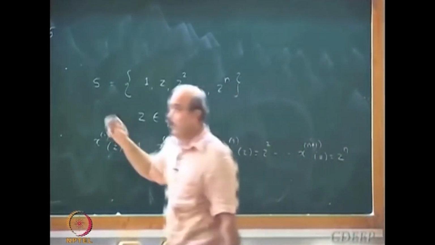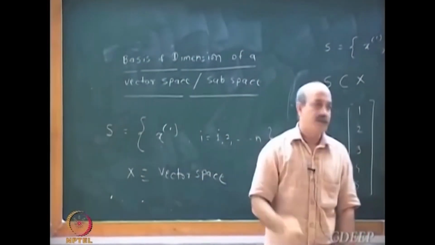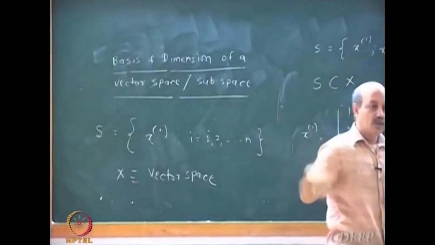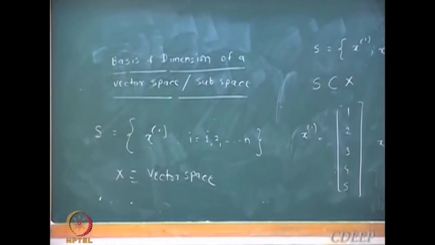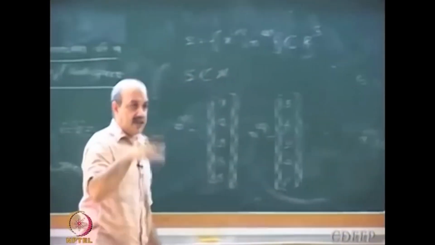So the notation here is generic. It could be used in the context of n-dimensional spaces. It could be used in the context of function spaces. It could be used in the context of polynomials. It depends upon what context you are looking at. So that is the first thing.